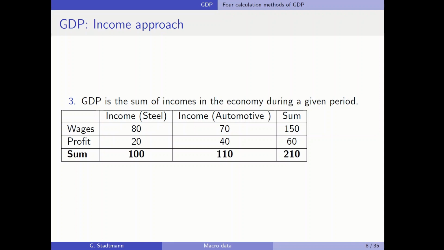So income is not a synonym for wages. We also have to look at the profits, dividends, and interest. And then when we sum up, once more, GDP is equal to 210.